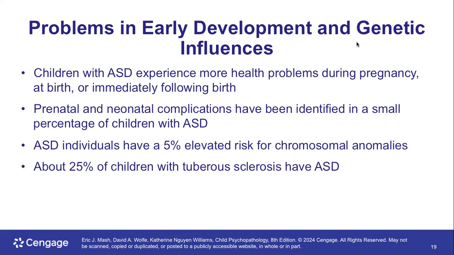We also know that there are genetic abnormalities or anomalies, and individuals on the autism spectrum have a 5% risk of chromosomal abnormalities. So genetic testing is an important part of working with individuals on the autism spectrum, and 1 in 4 children with tuberous sclerosis have autism spectrum disorder.